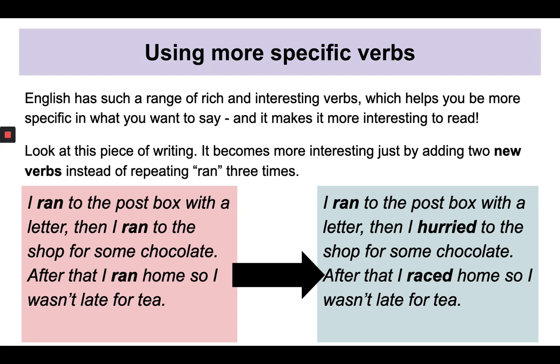If you think about it, there's an escalation of importance or speed in some of those verbs. So hurried is very different to ran. Hurried suggests that they were in a rush to do something, that they didn't want to be late for something. And then raced home, there's an element of competition, going really fast, so that you're not late at all. So thinking about how you use your verbs as well is really important, okay?